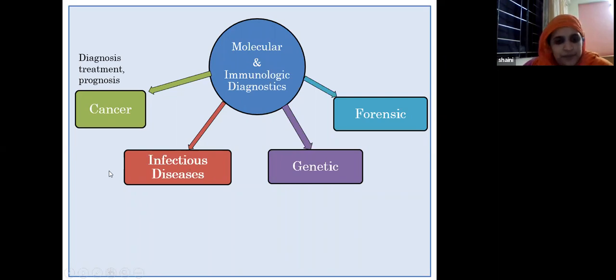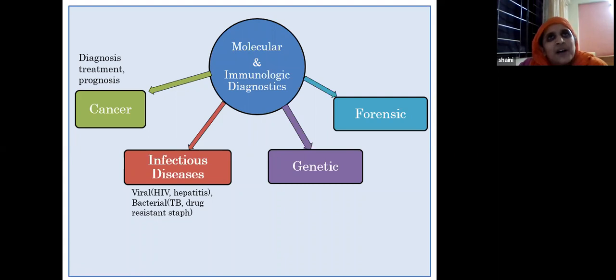Now next, coming to infectious diseases. In infectious diseases, molecular diagnostics and immunologic diagnosis are mostly used to identify viruses, because viruses are extremely difficult to culture. You have to use a cell line in order to culture the virus, or you have to use electron microscopy, which is again a very tedious procedure. So nowadays most viral infections are diagnosed by molecular and immunologic techniques: HIV, hepatitis, even SARS-CoV-2, etc.